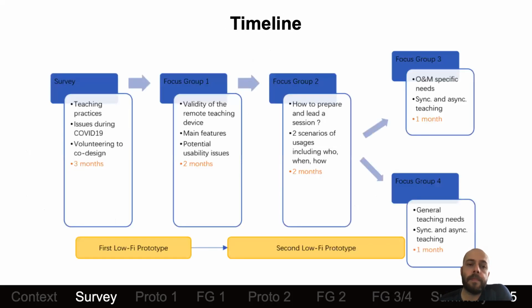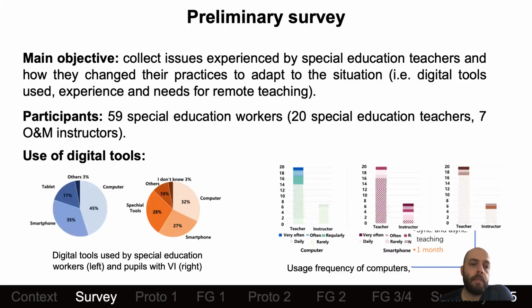I will not dive into the details of this general discussion, but you can find all the details in our paper. Here you have the timeline of our work. We conducted first a survey, then 2 general focus groups, and then 2 specific focus groups, the 3 and 4. In between the survey and the focus group, we designed a low-fidelity prototype that was used to drive the discussion on focus group 1. Then in between focus groups 1 and 2, we designed a second low-fidelity prototype that was used to drive the discussions of the upcoming focus groups. I'm going to detail each one of them in the following slides.